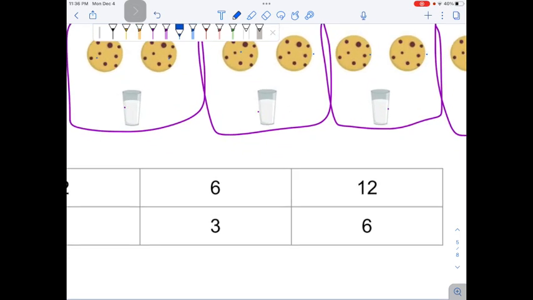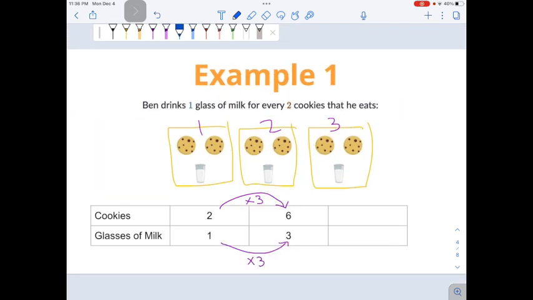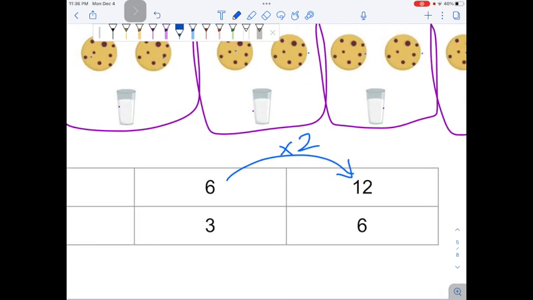I can see that we can go from the 6 to the 12 by multiplying by 2. What that means is if we just doubled this picture from before, we would have 6 repeats. That would get us to the 12 cookies. That's why it's times 2. And if we times 2 the cookies, then we need to times 2 the glasses of milk. Right? That's one way to find these numbers in this last column.